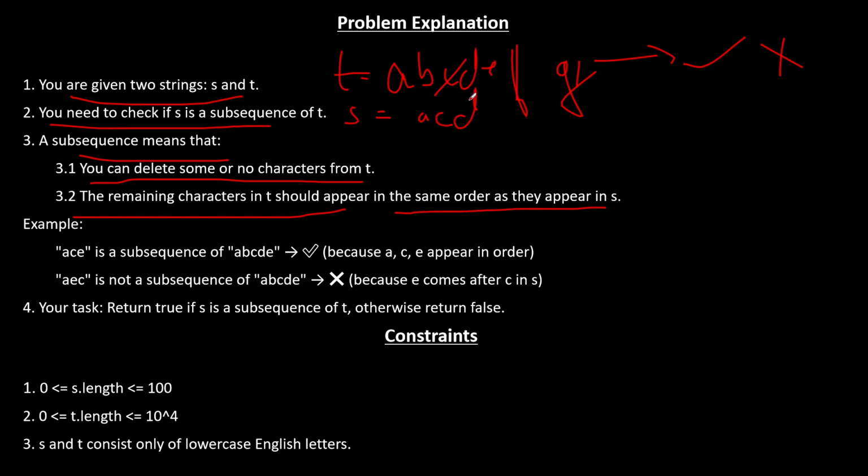So it should be the same in the subsequence string. Like if you see here, we have A, B, C, D, E, F, and in the subsequence, what do we have? We have A, C, and D. After removing B, E, and F, we have A, C, D, and it follows and retains the sequence from the original string. So this is a subsequence.